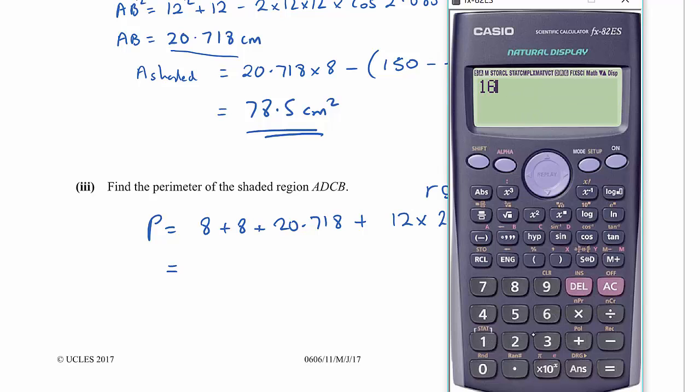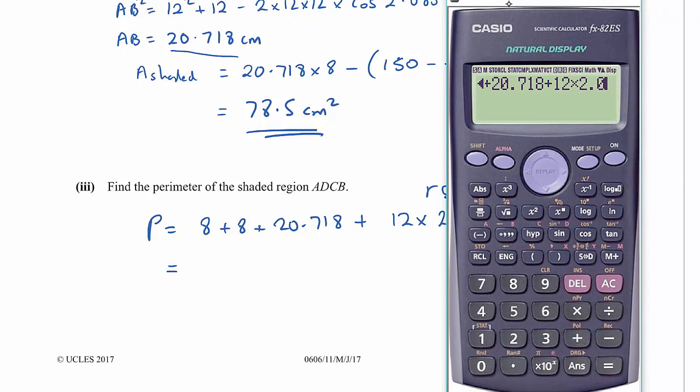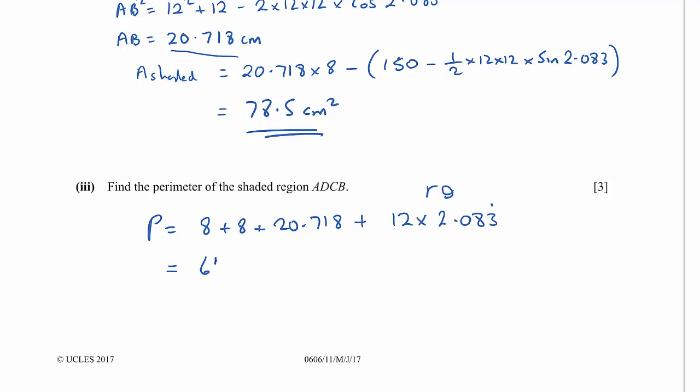So we've got 16 is the 8 plus 8, add 20.718 plus 12 multiplied by 2.083, and that's going to give me 61.7 centimeters.